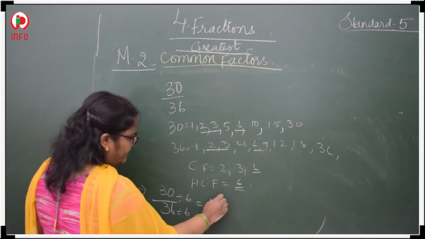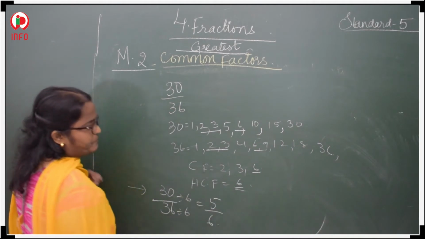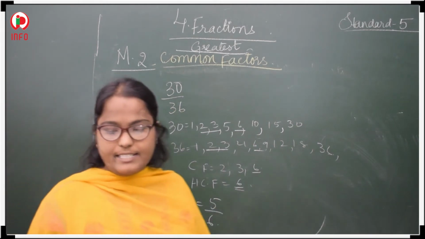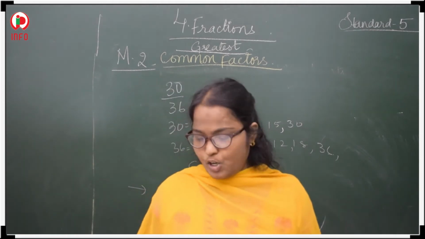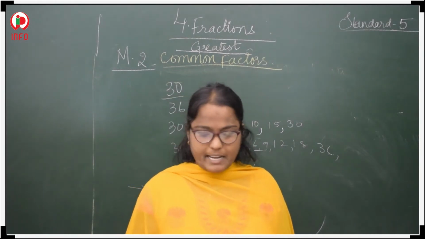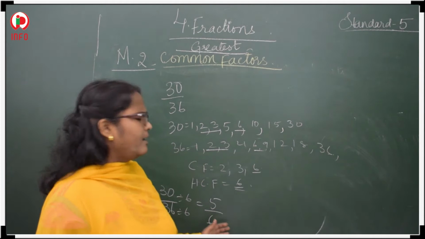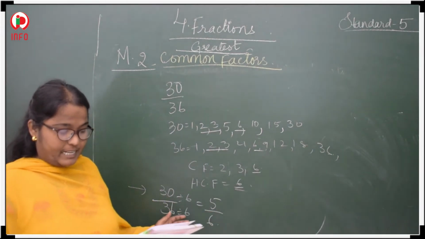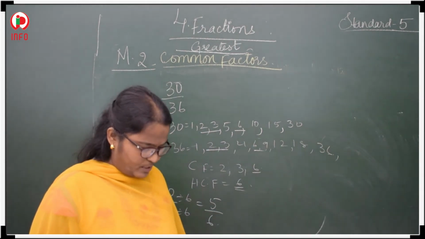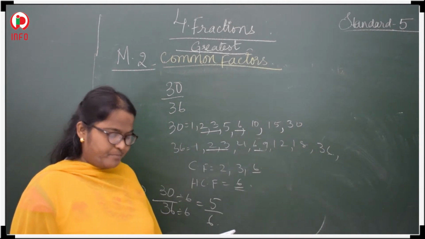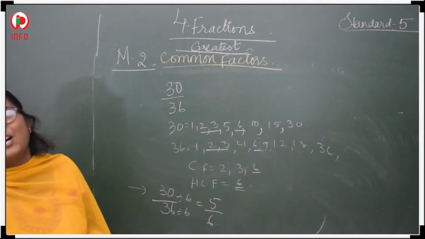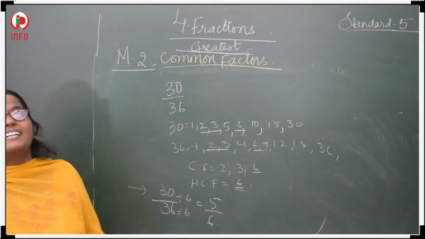So what is the answer? 6 by 6 is the answer. So what we can say is, divide the numerator and denominator by the greatest common factor. This time it takes only one step. Yes children, we are doing it with only one step to get the result. To reduce the fraction to its lowest term, divide the numerator and denominator by the greatest common factor.